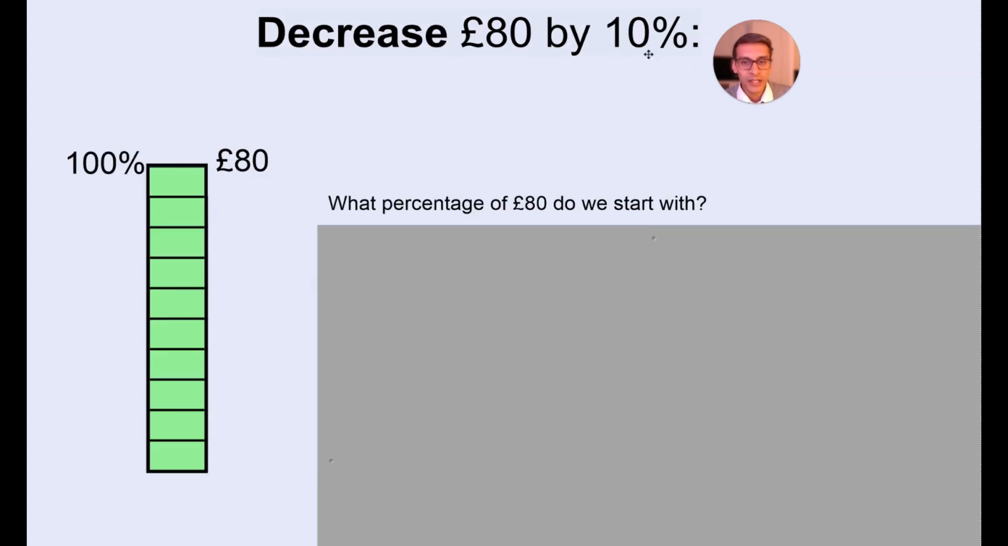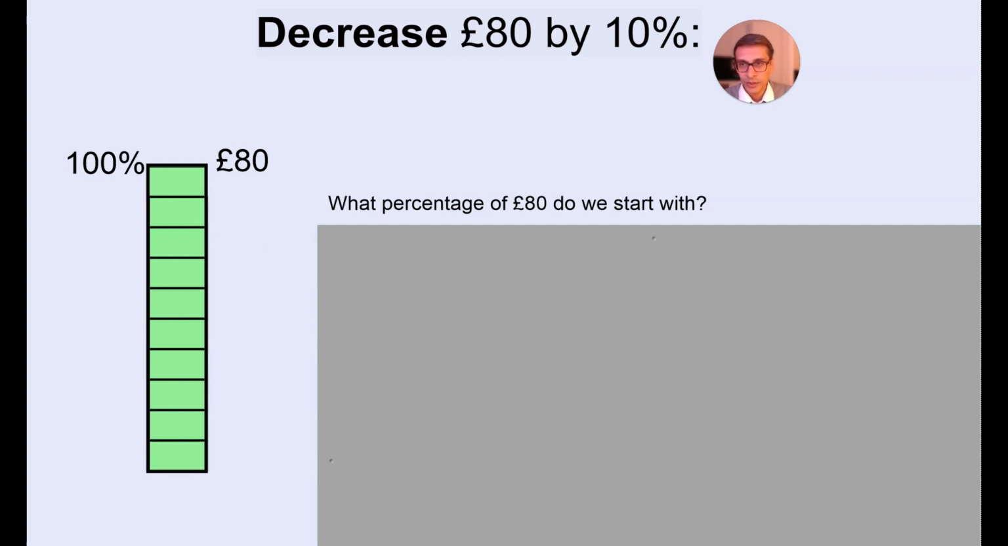Decrease £80 by 10%. So here's a representation of what we just have. We know that we have £80. We've got 10 equal parts. So if you split 100 into 10 equal parts, each of these parts is worth 10%.